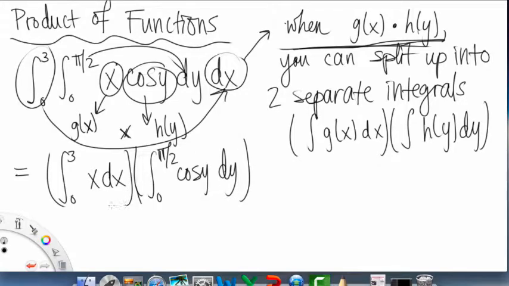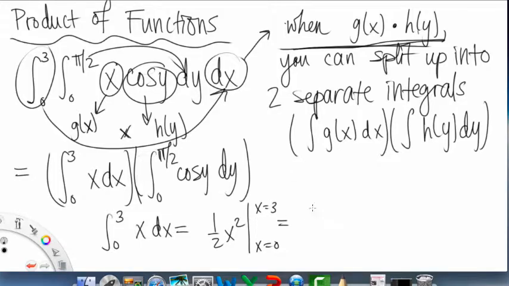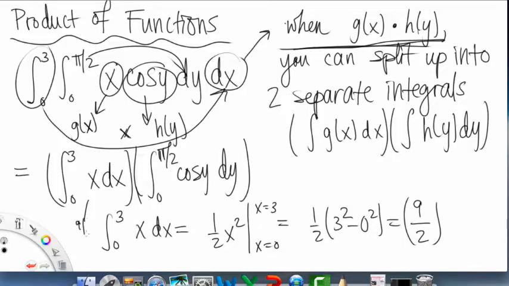Okay, so now at this point you can evaluate them separately and then just multiply them at the end, or you can just work them out side by side in each line. So what I'm going to do is just solve them separately and then multiply. So this first one here, that's going to be 1/2 x squared, and x goes from 0 to 3. So then we have 1/2 times 3 squared minus 0 squared. That equals 9 over 2. Okay, so this is our first parentheses, right? So this is 9 over 2.